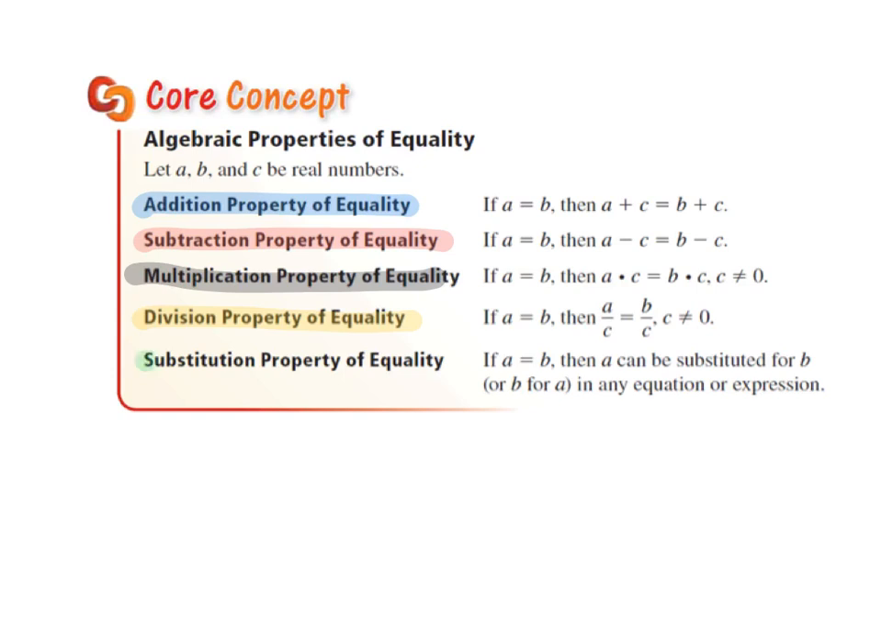And last, the substitution property of equality, which we use quite a bit. If you think back to our last chapter test or some of the things we've done previously, when we get an answer like x equals 5, we can always go back and substitute it in anywhere that there's an x. That's basically what the substitution property is.